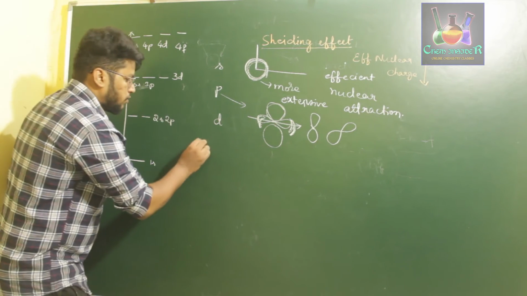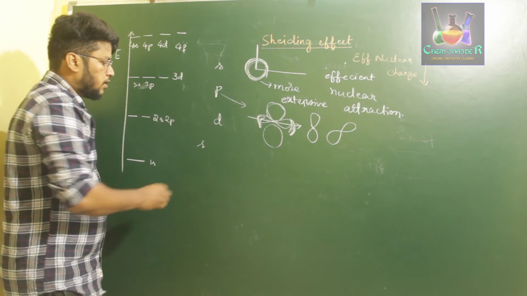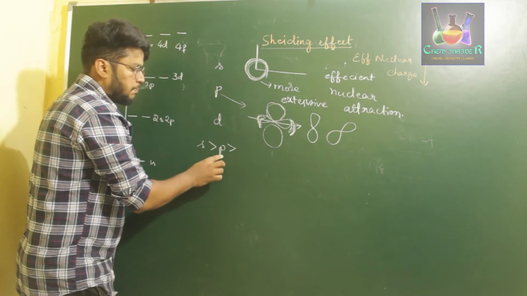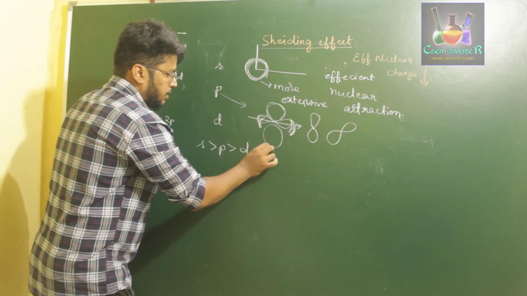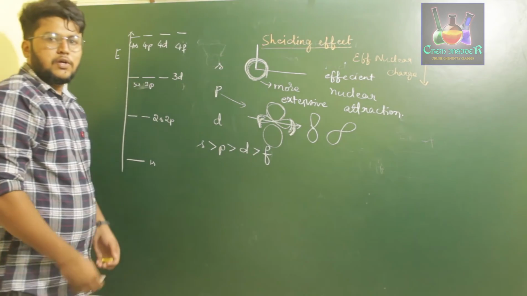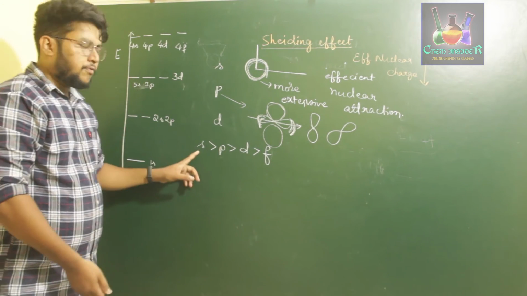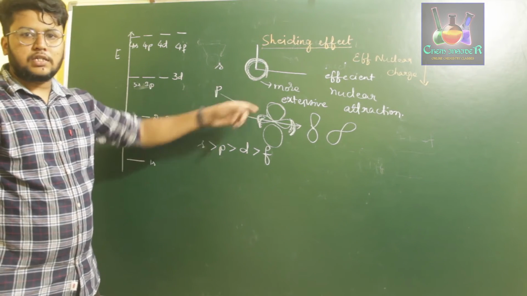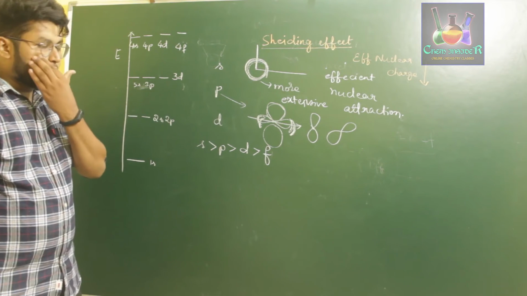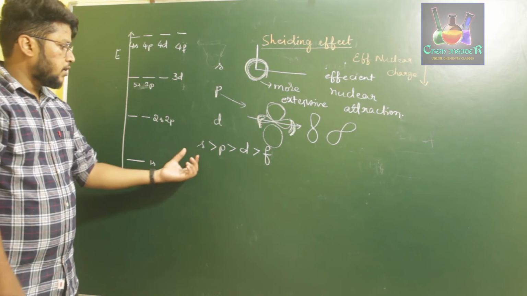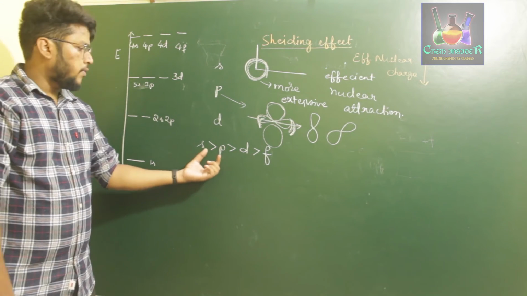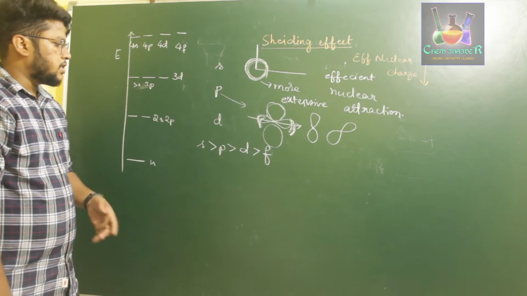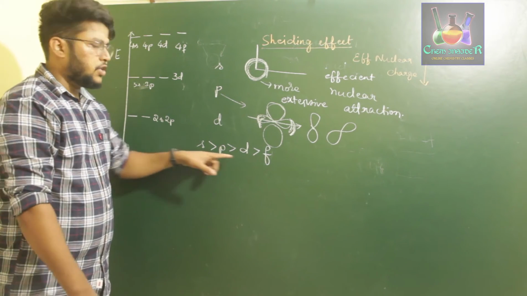So the effective shielding effect will be greater for s, which is greater than p, p is greater than d, and d is greater than f. This is because the shape of the orbitals is a factor which increases the shielding effect. The effectiveness of shielding is more for s orbitals when compared to p, and p when compared to d. So clearly we can experience a difference in shielding effect.